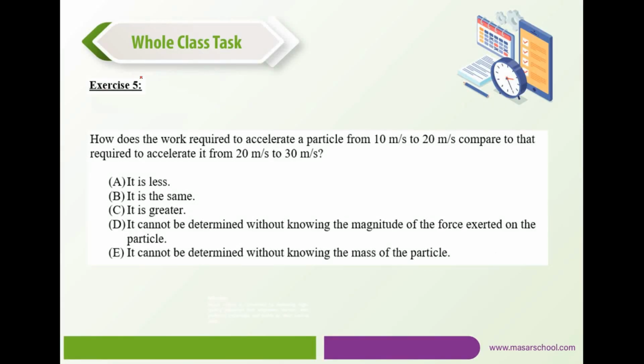Now that would be exercise 6. How does the work required to accelerate a particle from 10 meters per second to 20 meters per second compare to that from 20 meters per second to 30 meters per second? We know that according to the work energy theorem, the work done by the external forces is given by the variation in the kinetic energy, which is half mv squared final minus half mv squared initial. Now we can factor out half m, and that would be the final speed to the power 2 minus the initial speed to the power 2. Now we need to compare.